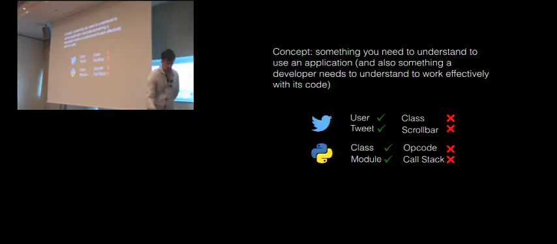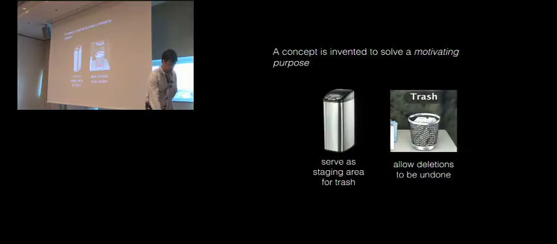But on the other hand, in the case of Python, a class and a module would be concepts. A concept has a motivating purpose. For example, the motivating purpose of the trash in your house is to serve as a staging area for trash. You don't want, every time you need to throw something away, to go out and throw it in the bins outside, right? So you just put it in the bin in your home and then you take it out when it fills up. On the other hand, the trash can in your OS has the motivating purpose of allowing deletions to be undone. So if you delete a file by mistake, you can recover it easily.